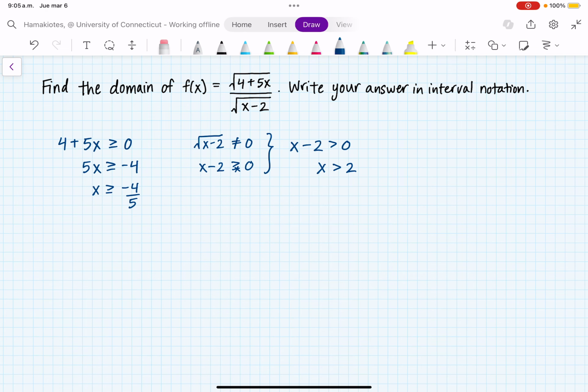So now I have these two conditions to put together. I know that x is greater than or equal to minus 4/5, and x must be greater than 2. Now notice 2 is greater than minus 4/5, so really our answer is just going to be x is greater than 2. So how do we write that in interval notation? Well, it does not equal 2, so we need a curved bracket for 2, and then it goes to infinity because we want everything greater than 2. So this is our final answer.